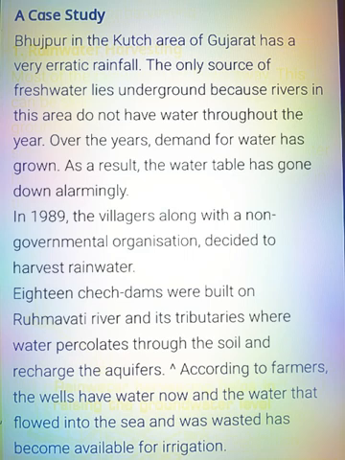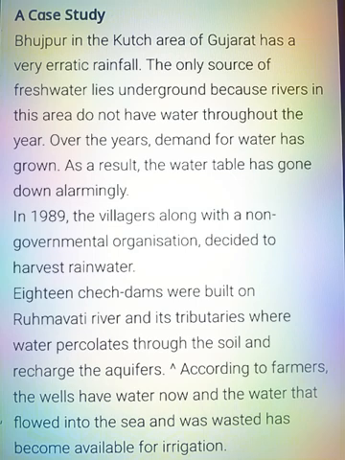A case study. Bhojpur in the Kutch area of Gujarat has very erratic rainfall. The only source of fresh water lies underground because rivers in this area do not have water throughout the year. Over the years, demand for water has grown. As a result, the water table has gone down alarmingly.